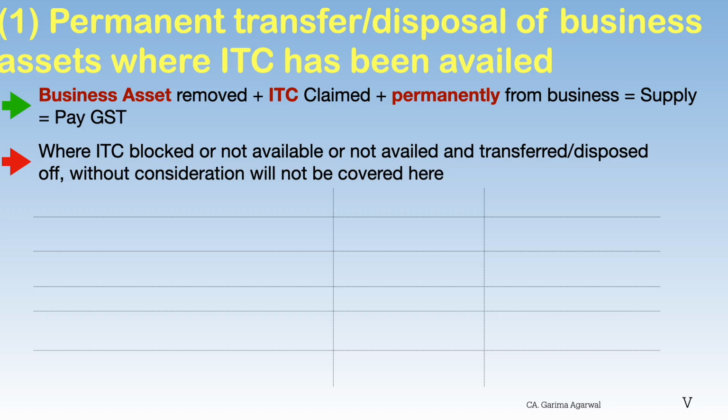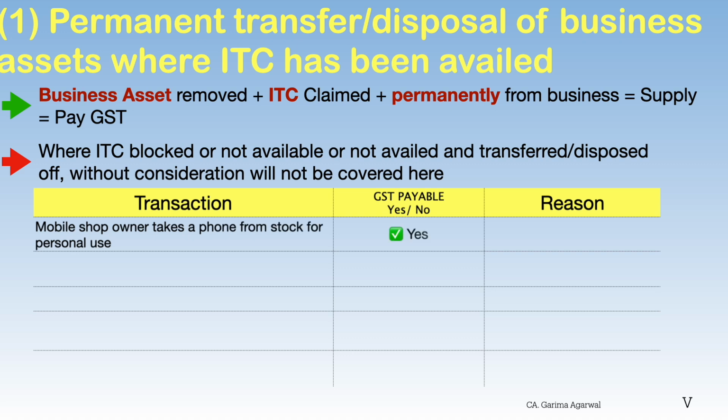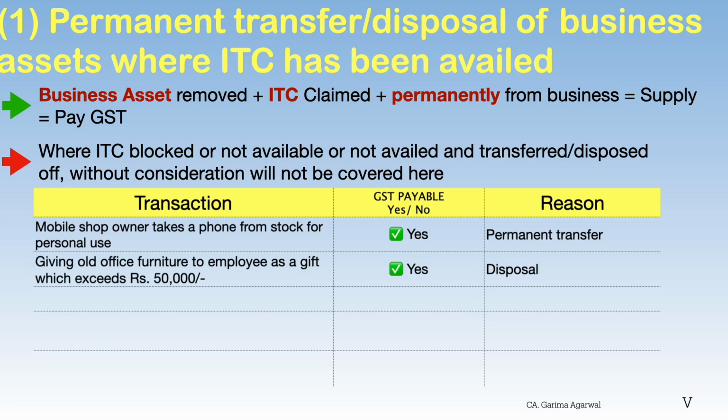So let's now take some examples of this para. First is a mobile shop owner takes a phone from stock for personal use. Will GST apply? Yes. Why? There was a permanent transfer of a business asset on which you may have claimed input tax credit at the time of its purchase. Now, second is giving old office furniture to employees as a gift, which is of a value exceeding 50,000 rupees. Note that as per para 2 of Schedule 1, gifts not exceeding 50,000 rupees in value are neither treated as a supply of goods or services or both.